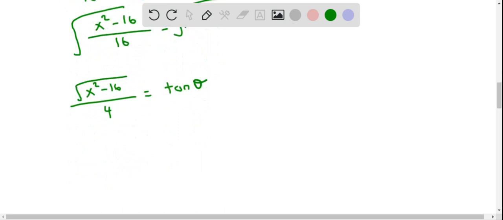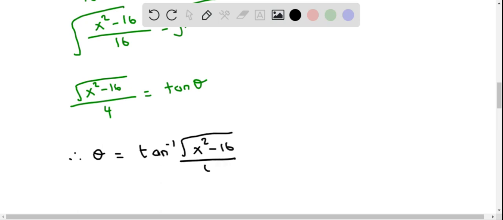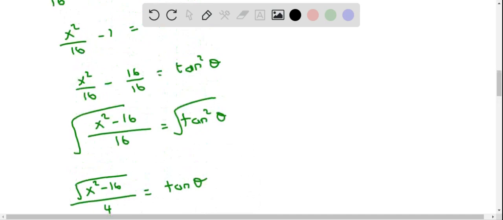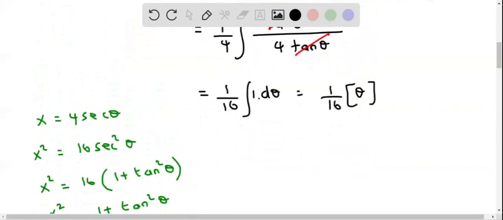And so we solve for theta from this equation. Here we have to take tangent inverse on both sides. Therefore, we get the expression for theta. This equals tangent inverse of the square root of x squared minus 16, divided by 4. We put this as part of this tangent inverse, so you can put this inside the bracket. So this basically is the theta value. That is, we have written theta in terms of our arctan function.